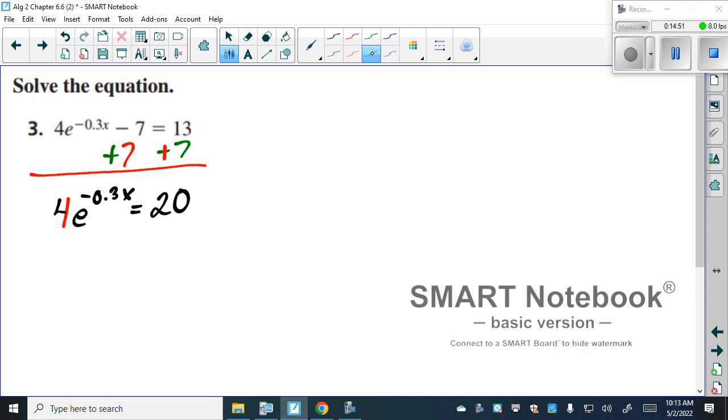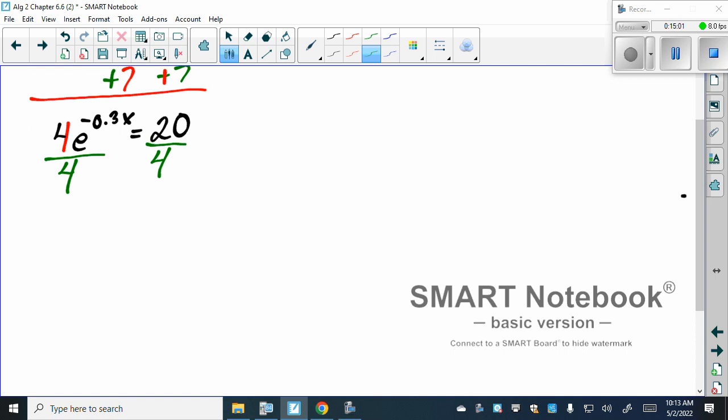Is e by itself? No. So what do we need to do next? Divide both sides by 4. And if we divide both sides by 4, well, here we'll have e to the negative 0.3x equals 5.